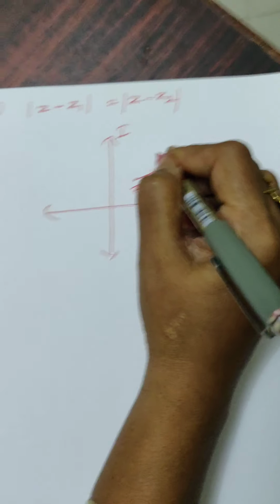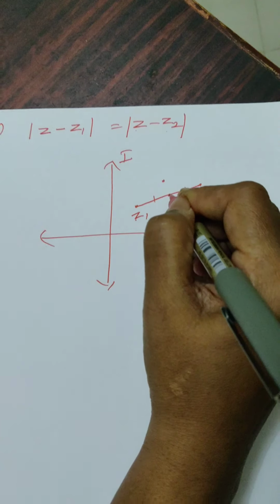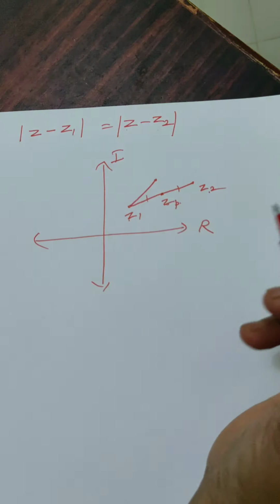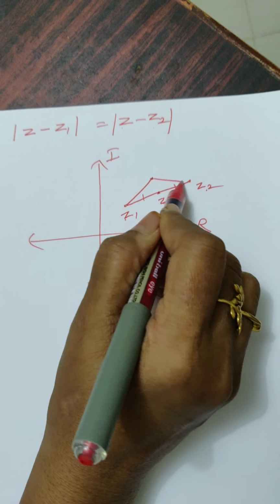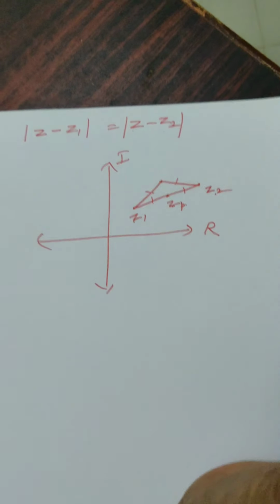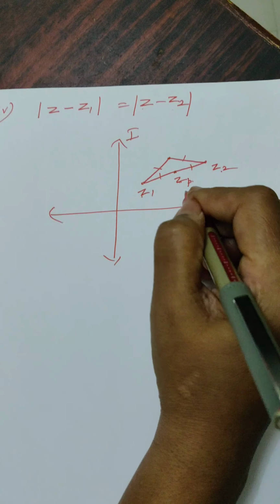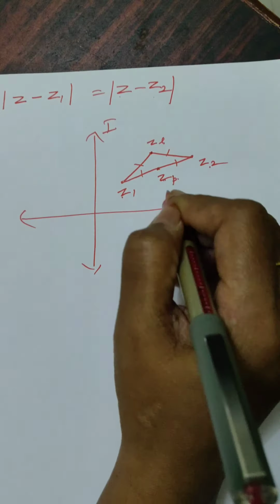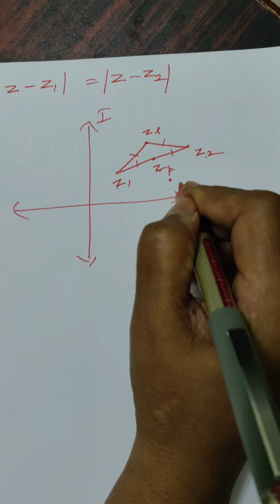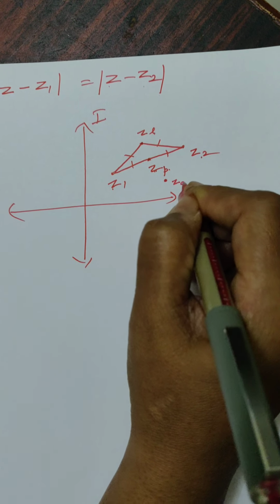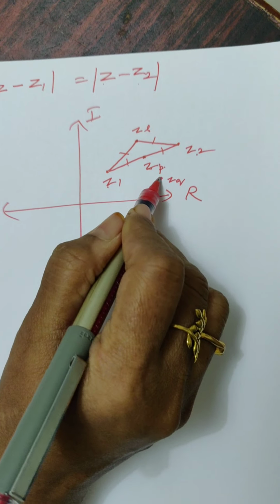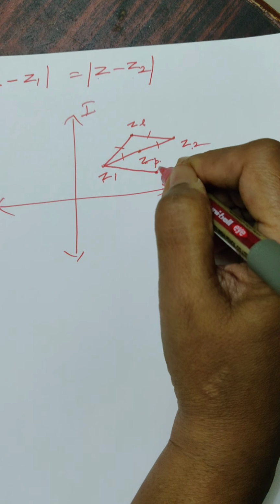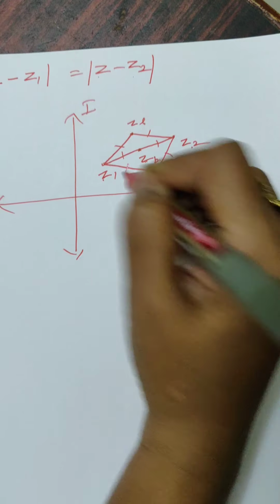Okay. Next I am going to take one more point, which is here. The distance between z and z1, z and z2 are equal. Is it clear now? Once again I am taking one more point. Let us take this as zl. Below the line, let us take this point as zq. See here, the distance between zq and z1 and zq and z2, these two distances are equal.